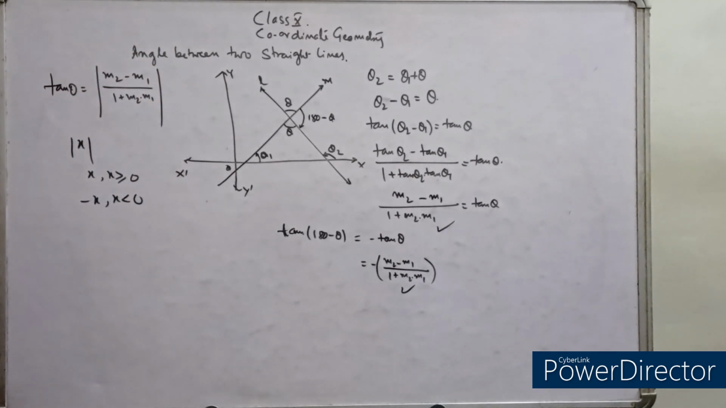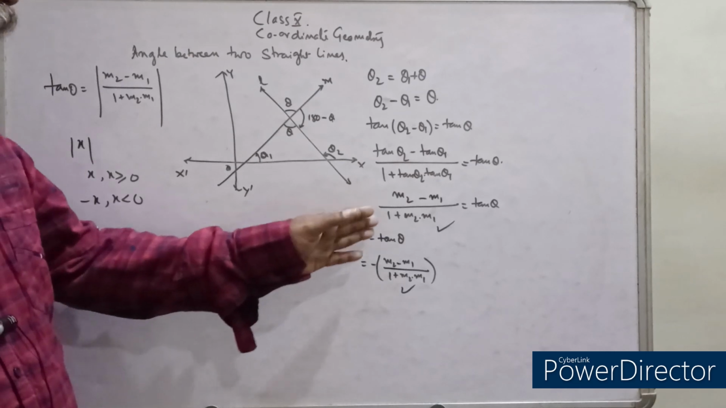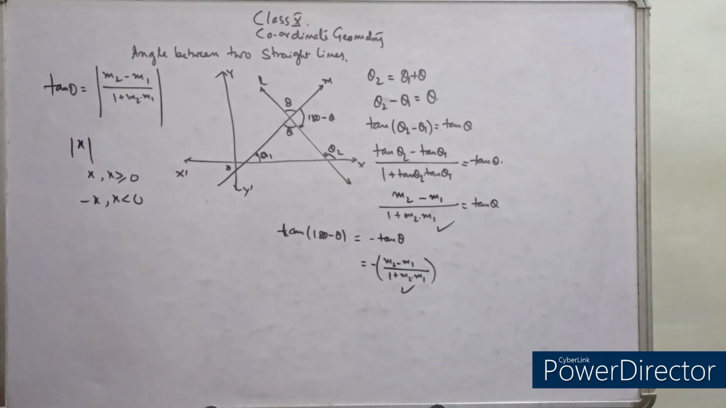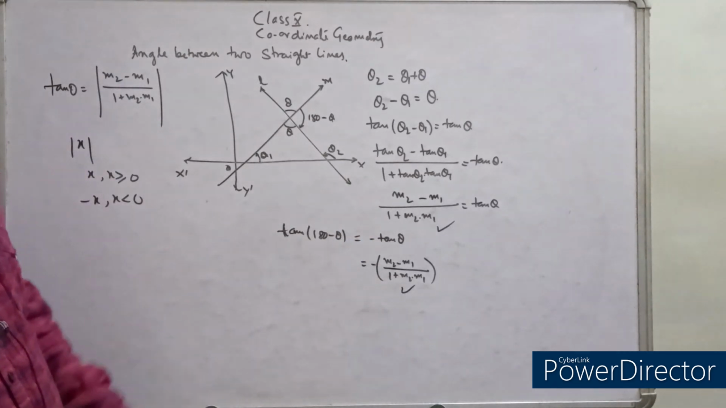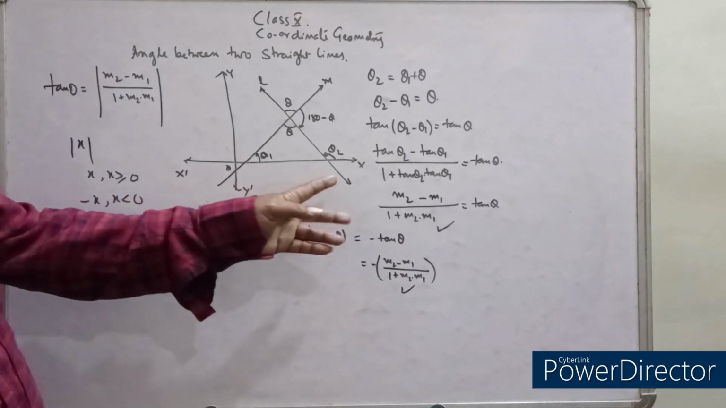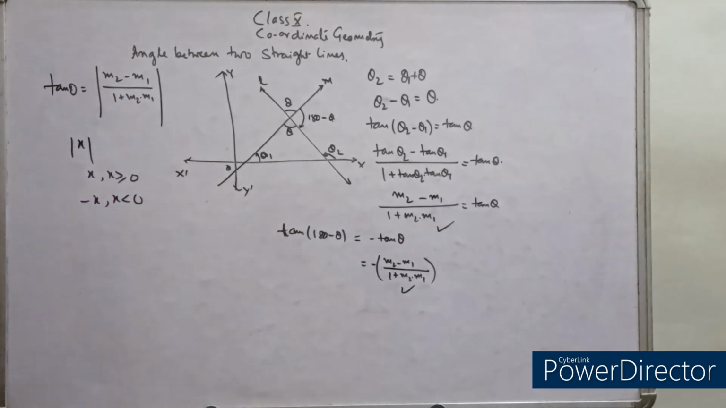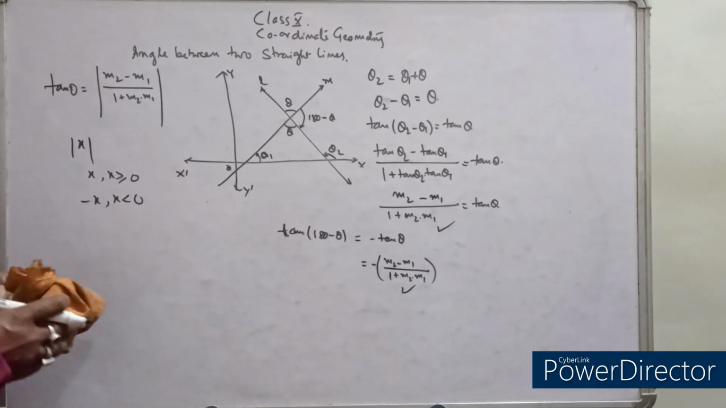So whenever you are asked to find the angle between two straight lines, at first you have to take plus, and second you have to take minus, meaning you have to calculate two times. Now I am going to the exercise.